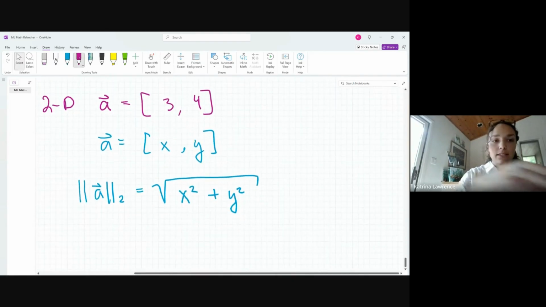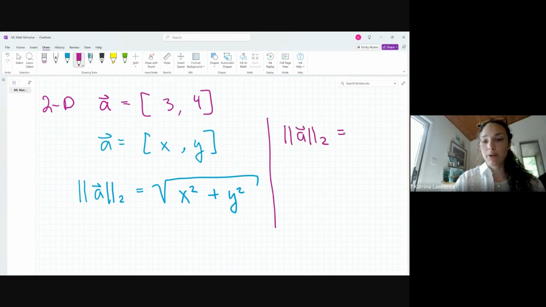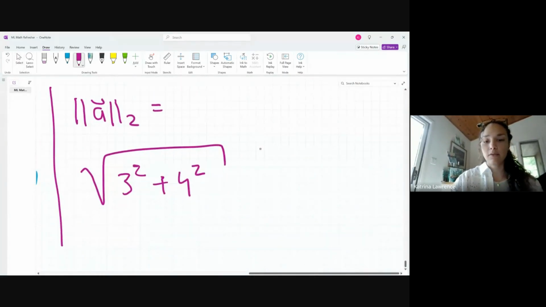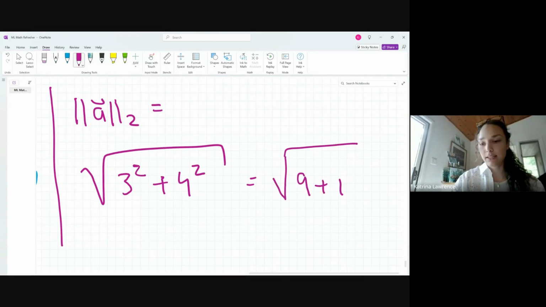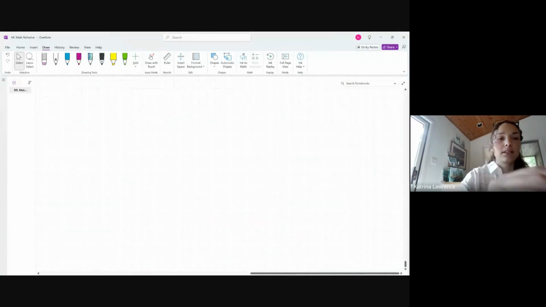Now that we have this definition, let's apply it to our example over here. If we take our vector A and we're looking for the 2 norm of it, we just have to input our values. So we're going to take the square root of 3 squared plus 4 squared. As a result, we have the square root of 9 plus 16, which equals the root of 25, which equals 5.